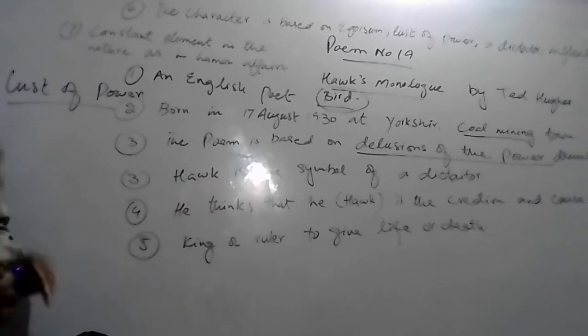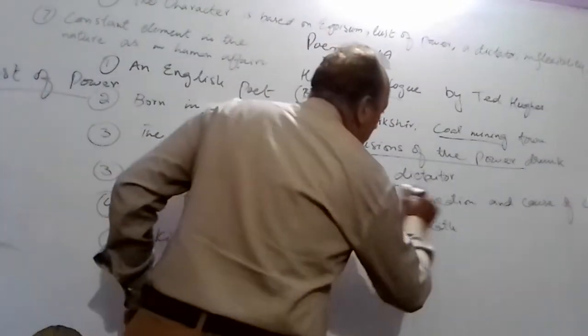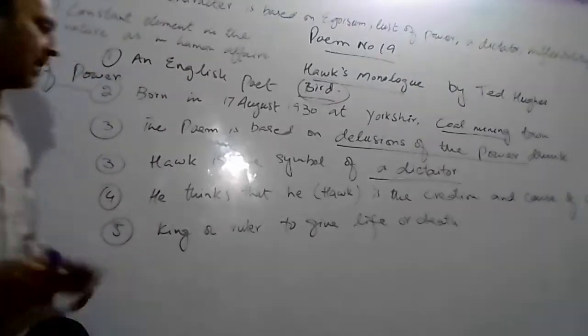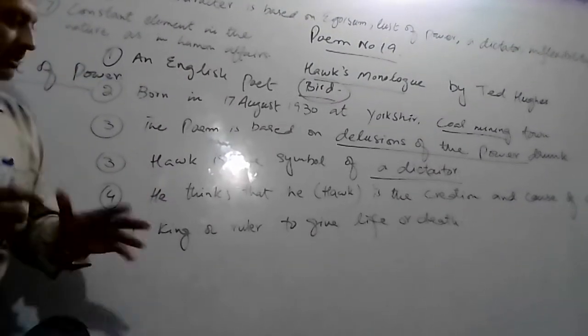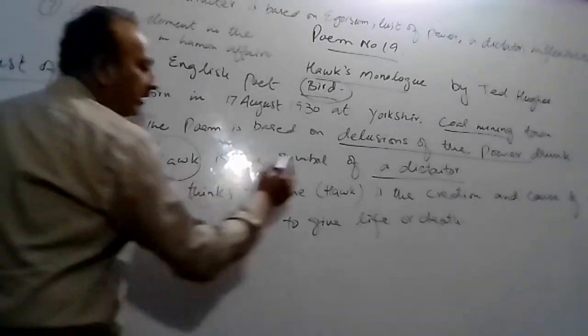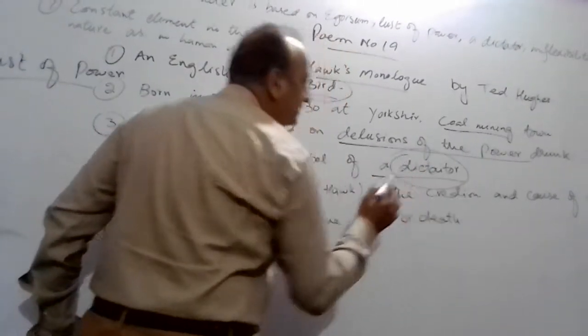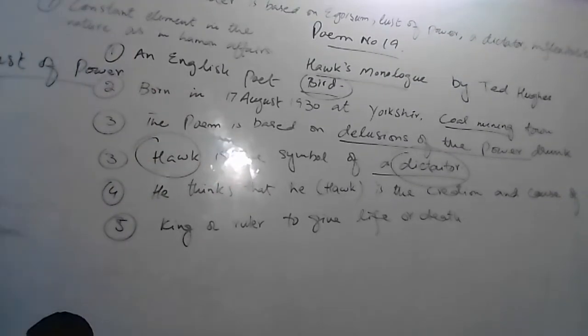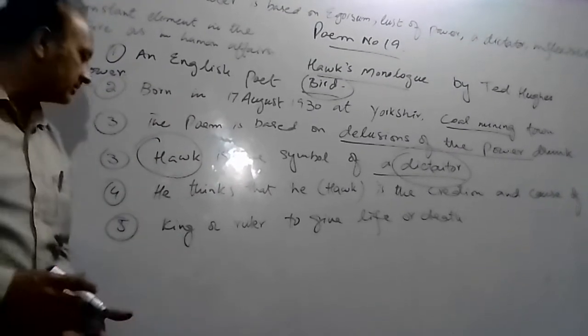The hawk is the symbol of a dictator. This is another important element. What is the main symbol? Why is this the symbolical point? The character of the hawk has a very strong resemblance to the dictator, and I have already talked about it.